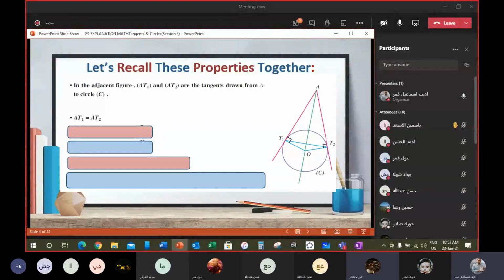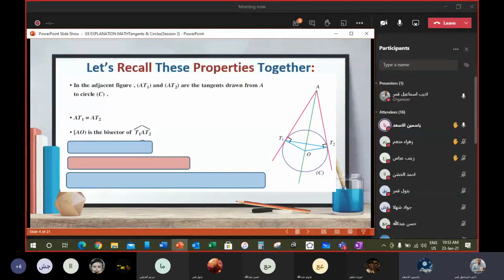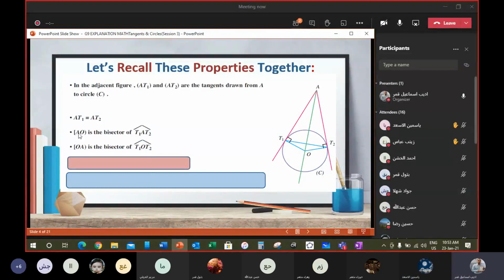AO is the bisector of angle T1AT2. Semi-line AO is the bisector of angle T1AT2, and semi-line OA, because it starts from O, is the bisector of angle T1OT2.